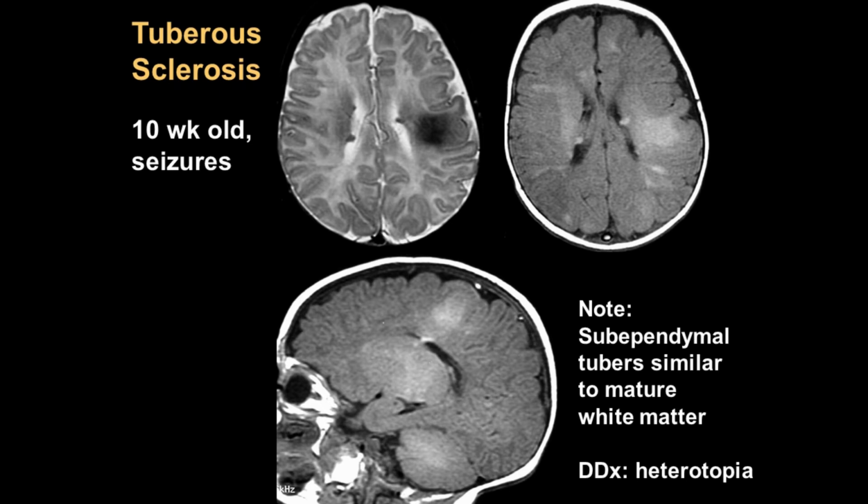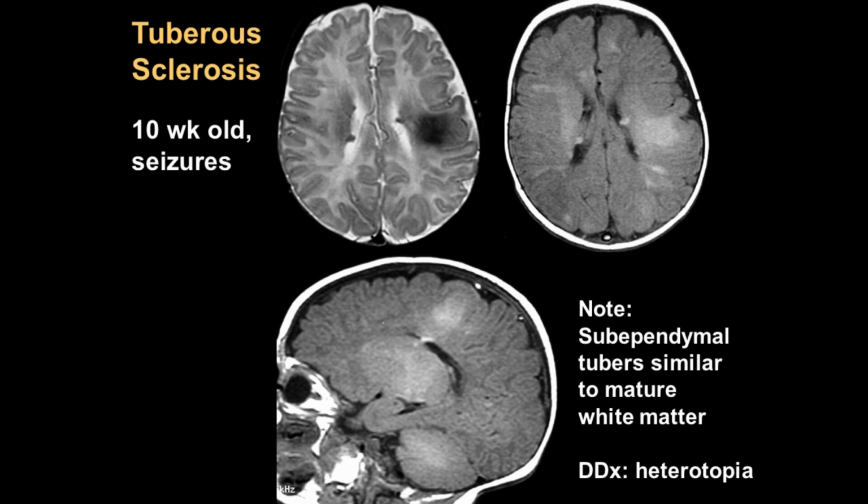And of course, we will encounter phacomatoses in childhood that can lead to early onset seizures. This is a fairly classic case of tuberous sclerosis in a 10-week-old now with seizures. We can see in this unmyelinated brain a number of abnormalities. We have some large brain stones, cortical tubers. We have these bright nodules along the subependymal region.